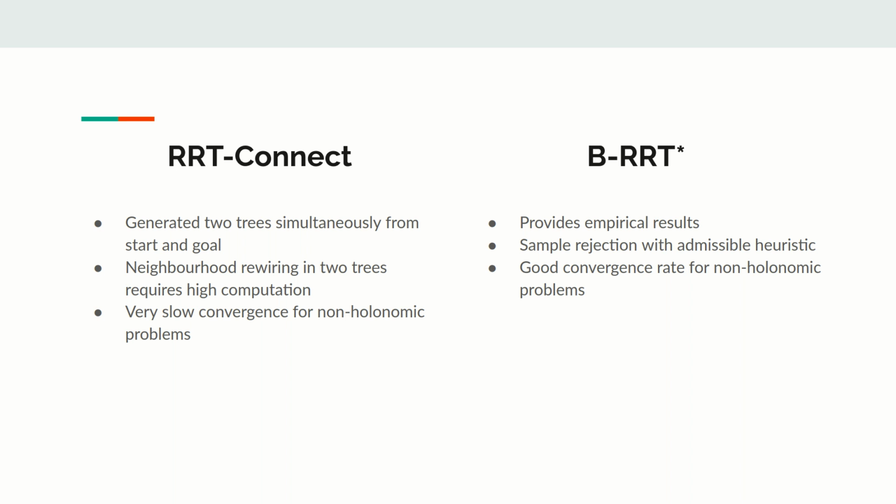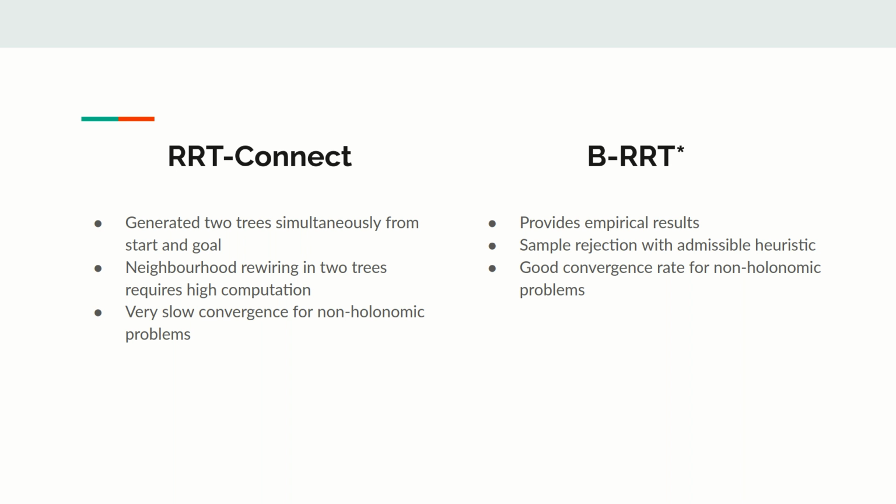There are a few drawbacks to this method. Neighboring rewiring in the 2 trees requires high computation. For one tree, it already required a good amount of computation, but for 2 trees, it's going to be double the amount. It also results in slow convergence for non-holonomic problems.